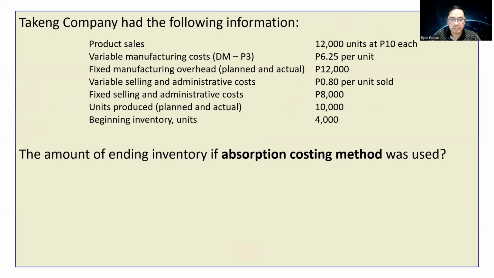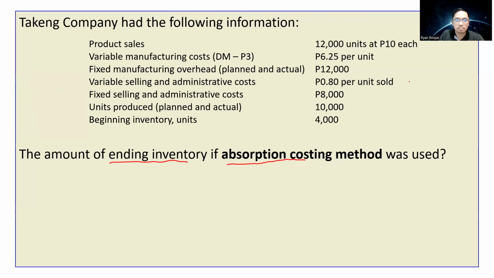So let's now answer some problems under absorption, variable, and throughput costing method. So we have here Taking Company with the following information. So the first question, remember, we go first with the question before you try to read the entire problem. But this time, the data or the given are actually organized. But we are only asked for the ending inventory under absorption costing method.